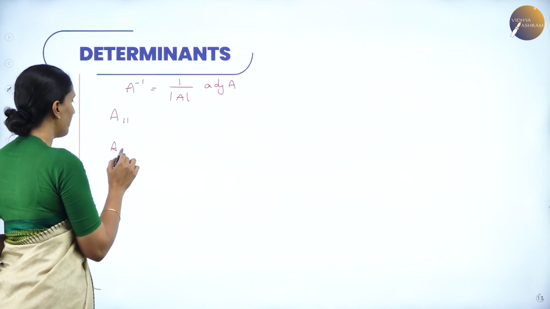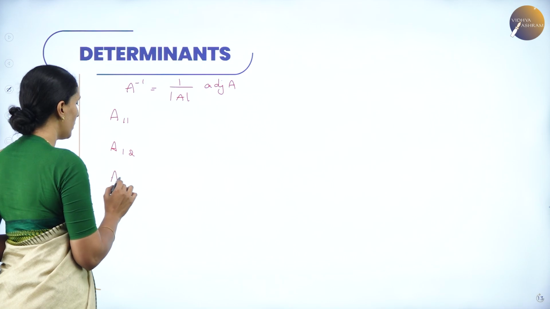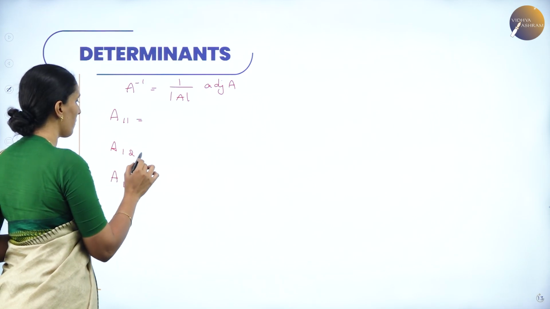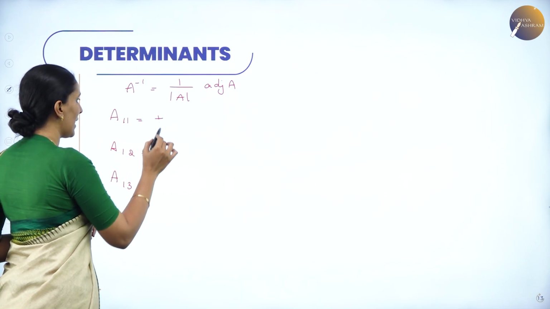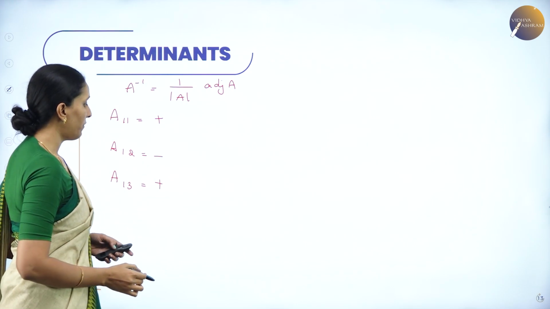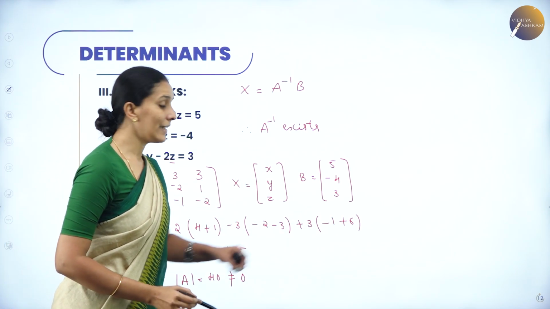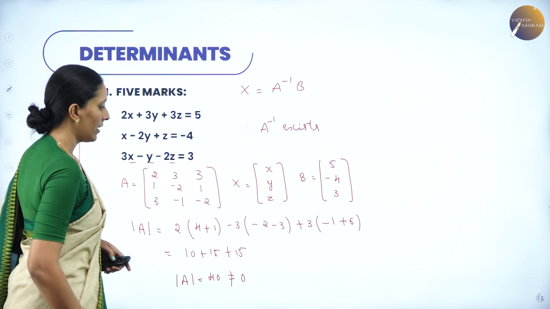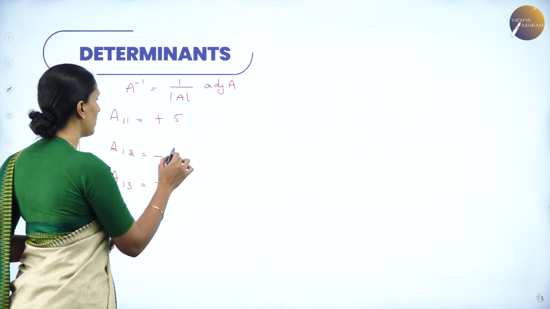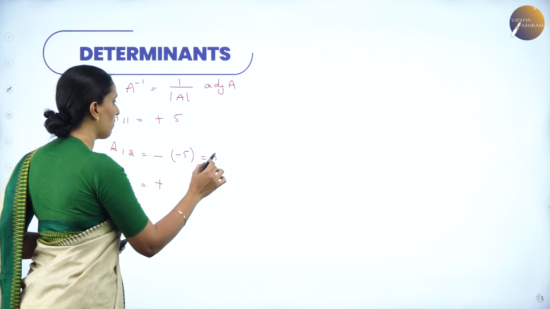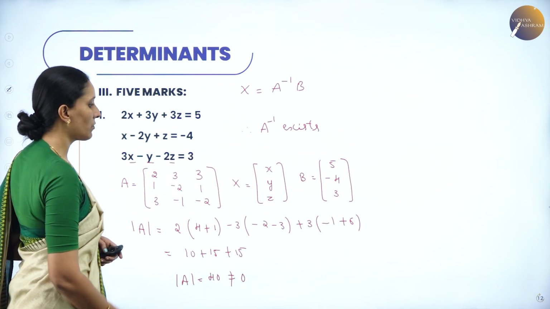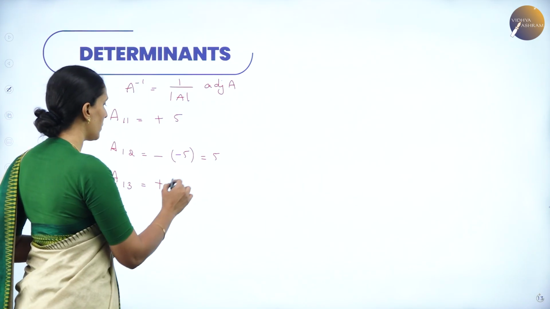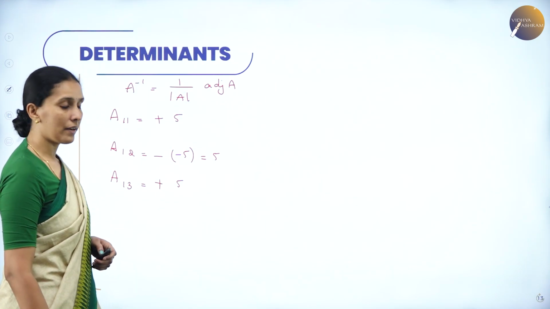So we'll calculate A11, A12, A13. We'll take the signs plus, minus, plus. The first 3 are already written inside the determinant value. So 4 plus 1, 5. Next we have -2, -3, which is -5, that is equal to 5. Next we have -1 plus 6. That is 5. So here also it is 5. Let's find the remaining ones.